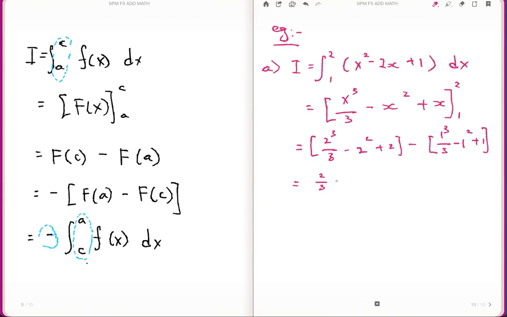It's 2 over 3 minus 1 over 3. That would be 1 over 3 unit squared. Squared is area, that's why you have squared. So this is basically what you get.